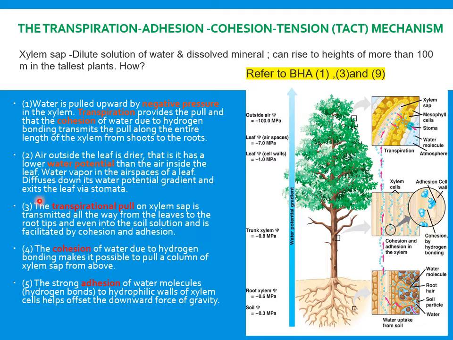Okay. So cohesion of water because the hydrogen bond between each other, right? So that's why they can pull that column of xylem sap from above. Adhesion, meaning that the water molecule can stick to the hydrophilic wall of the xylem, which will be able to offset the force of gravity. Sebab tu dia boleh naik. Sebab tu dia negatif pressure.